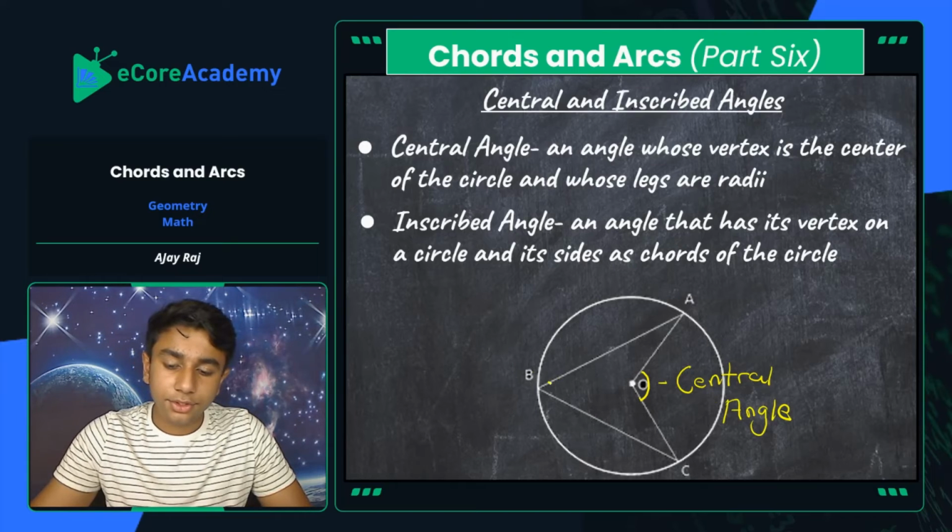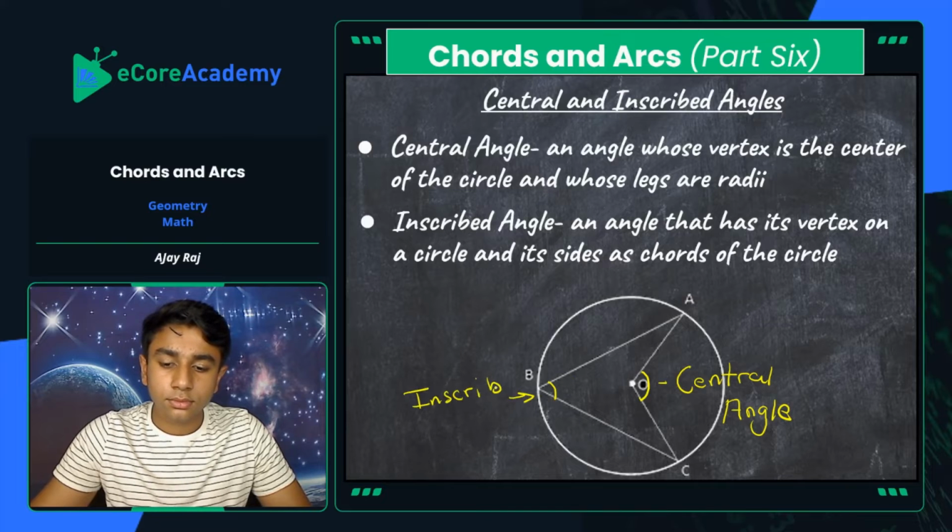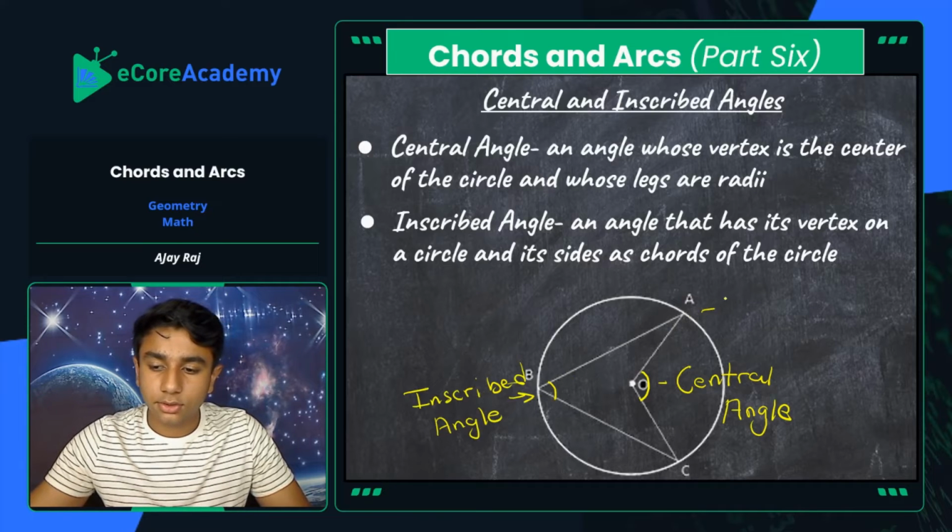Okay, and this is going to be your inscribed angle because its vertex is on the circle and two chords are creating it, so it's going to be inscribed. And this is also going to be inscribed angle A, and so is angle C.